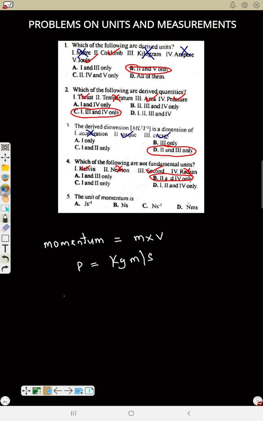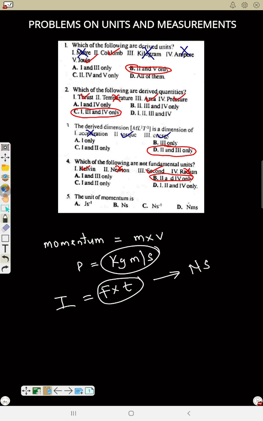But we can say impulse. What is impulse? Impulse is force times time. So if you look at this impulse, the unit is Newton second. That means impulse can also be changed to momentum, that is mass times velocity, as in this one.